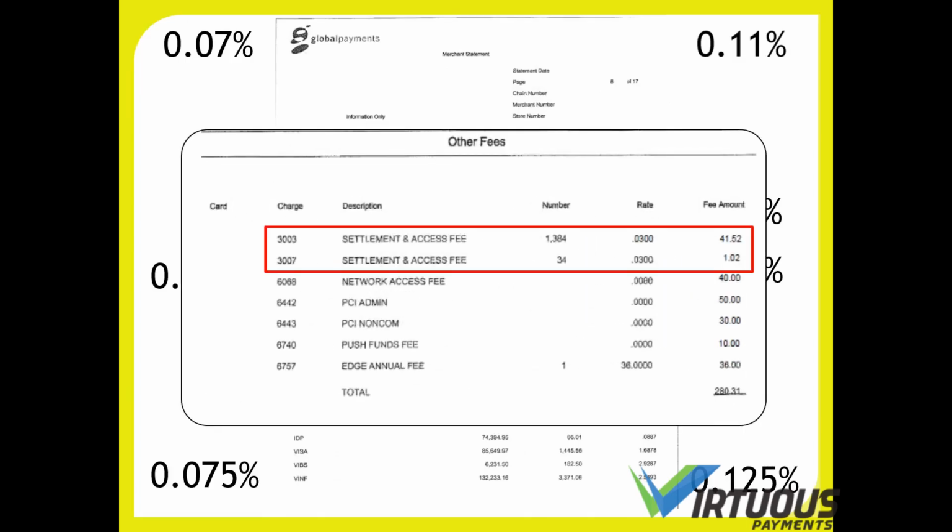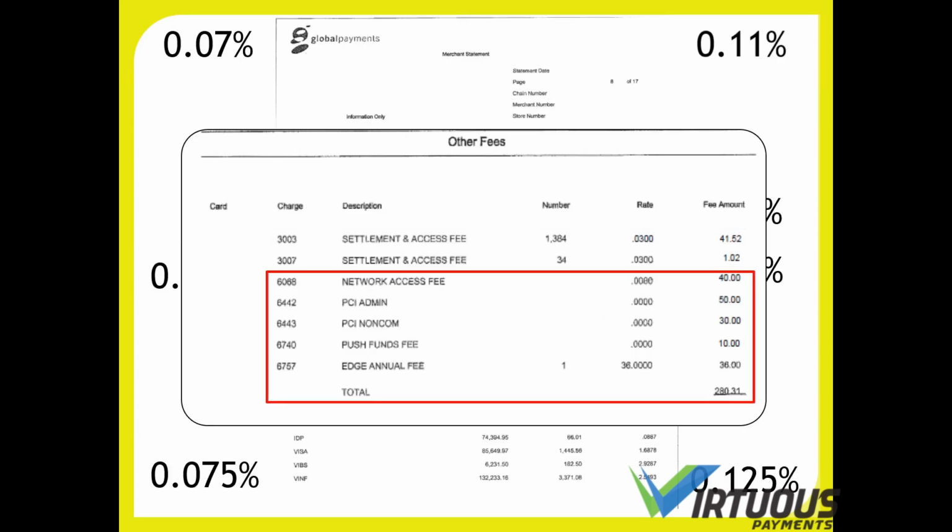Next, you'll see the section Other Fees. The settlement and access fees are what Global charges you for your batch and deposits at the end of each day. This is required to be paid by all merchants and can range from 10 to 25 cents per batch. In this highlighted section, you'll see an assortment of fixed monthly charges by Global, and they're all 100% markup. Every processor will have these fees listed under different names, but the average combined price is usually between $10 to $15. As you can see here, the merchant is charged $166 in other fees.